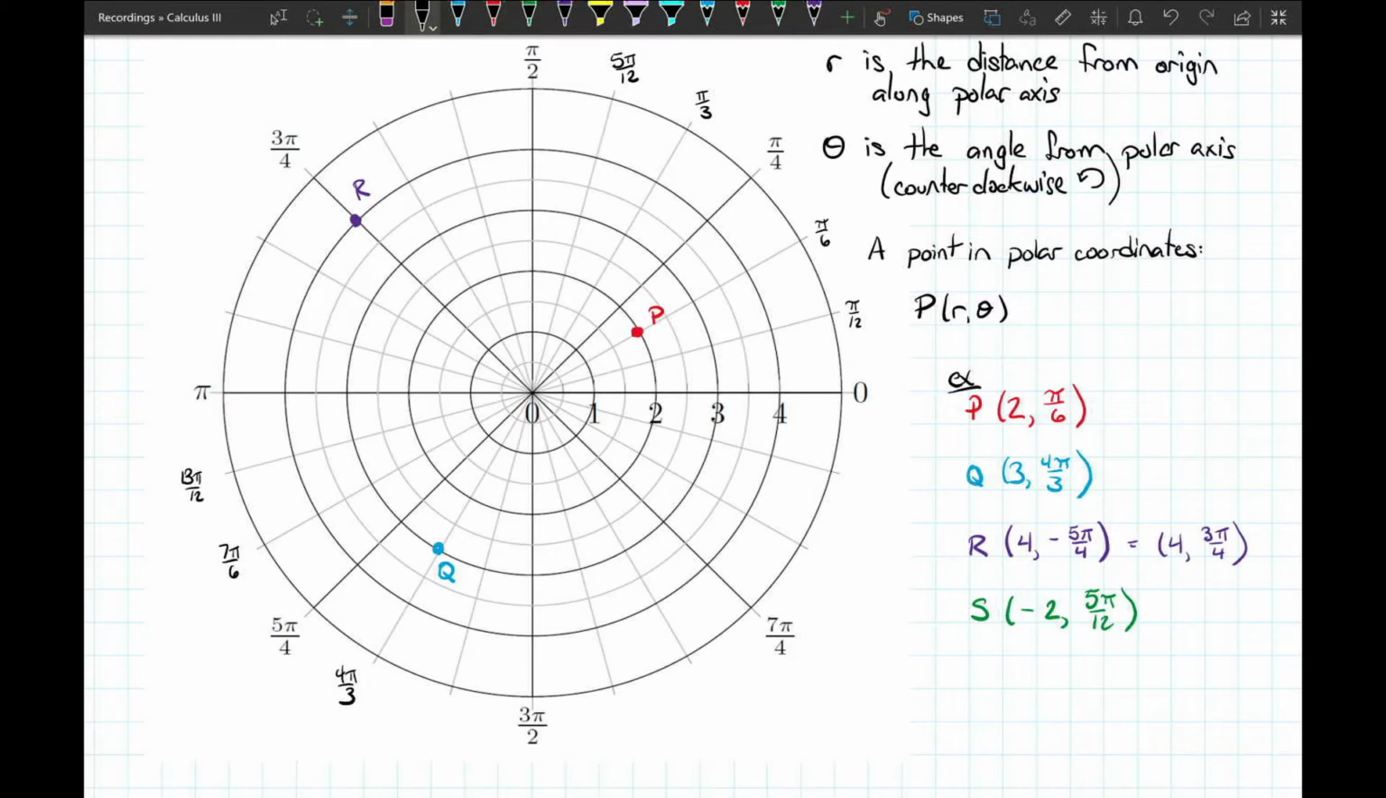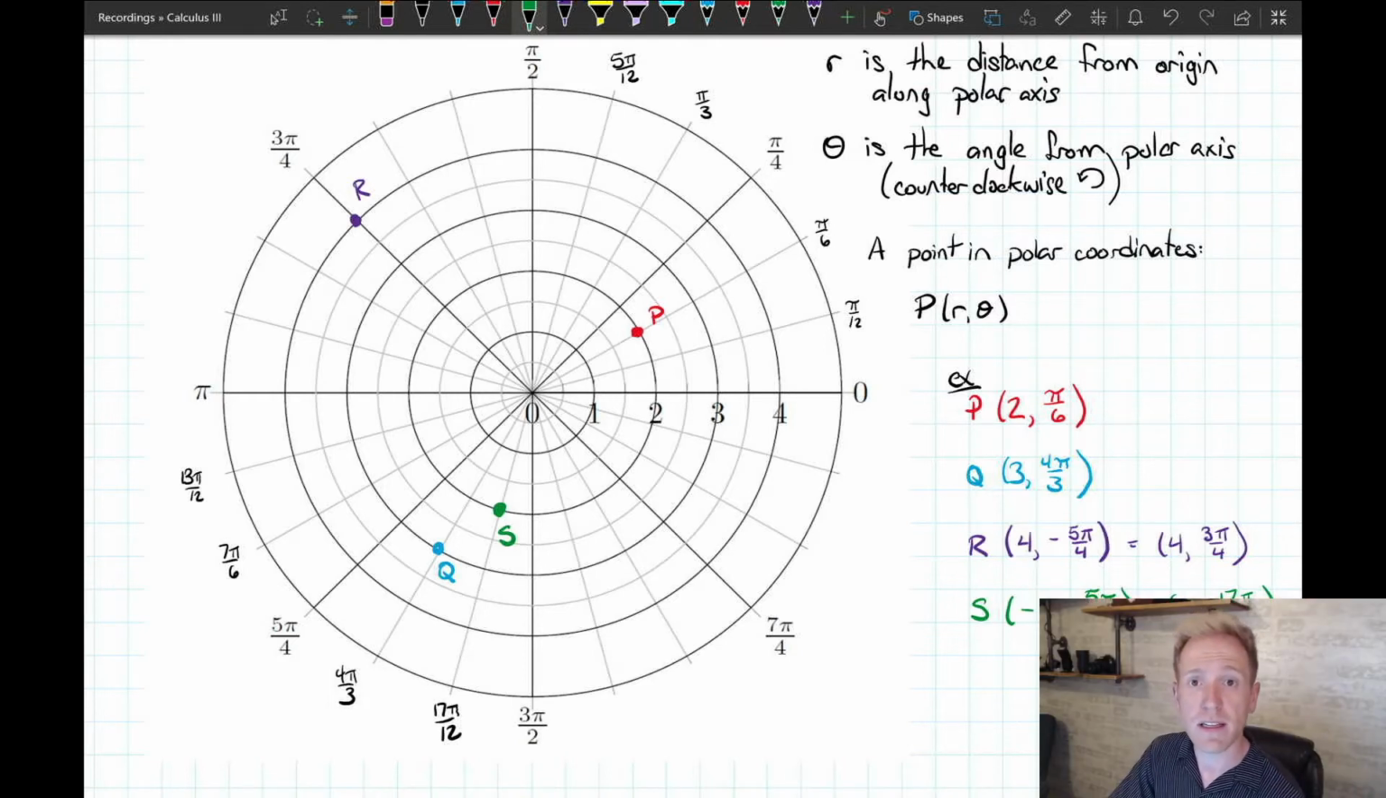And 2 units outward should be going from the origin in a positive direction, but a negative direction will be opposite of that. So we're going to actually have to travel backwards along that same direction and go 2 units backwards from the origin. And so you can see that we can also express S as the coordinates 2, 17 pi over 12. And there again, we can see that there's more than one representation of that point.